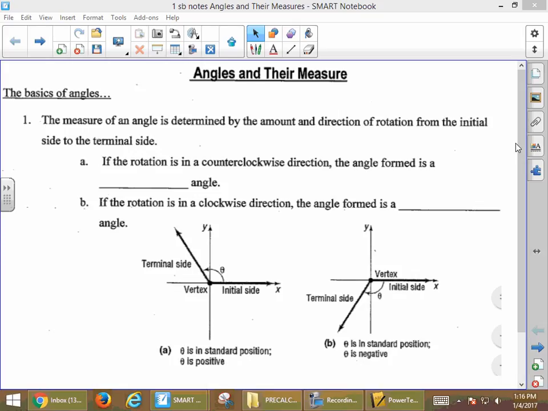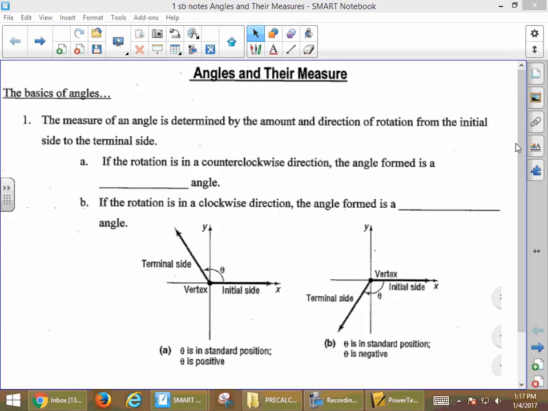Angles and their measures. What we're getting into now is trigonometry, and we need to get a little bit of background information before we can really get into talking about trigonometry. By the way, trigonometry is more than just the sine and the cosine and the tangent that you learned in geometry. It's a lot more. And that's why we're going to look at the basics of angles first.